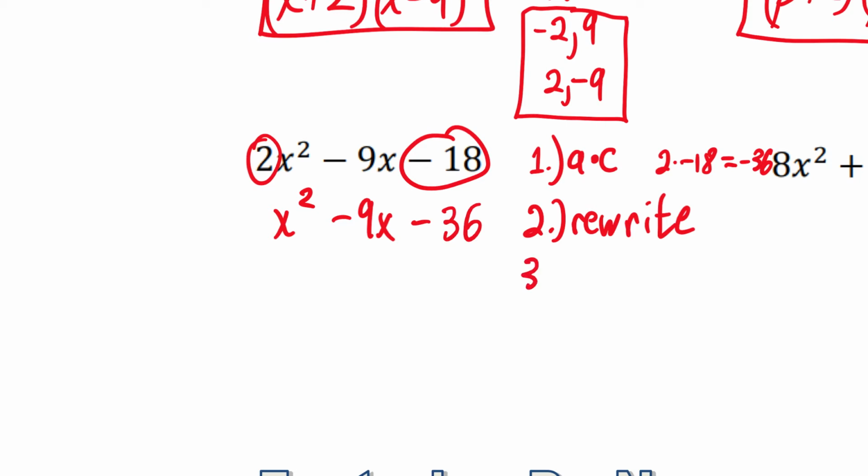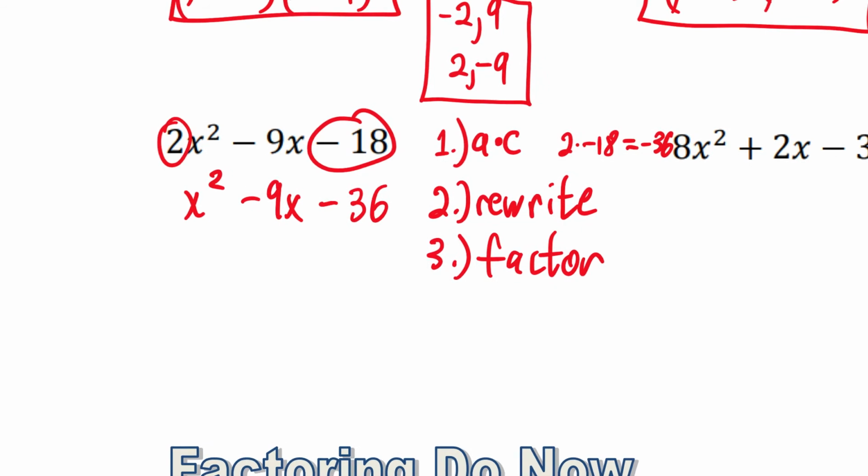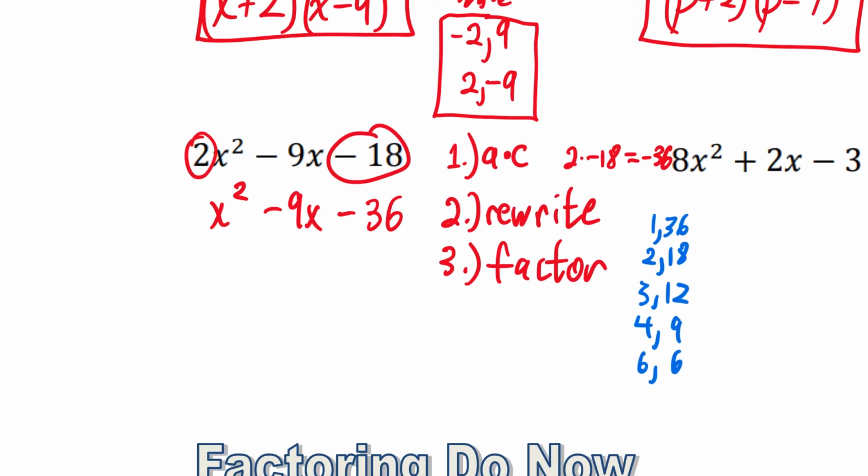The third thing we're going to do now is we're just going to factor it like we did the first two. So what can you multiply to get 36? 1 and 36, 2 and 18, 3 and 12, 4 and 9, and 6 and 6. So just like before, which one of these pairs is going to get me a 9? It's got to be the 3 and 12.